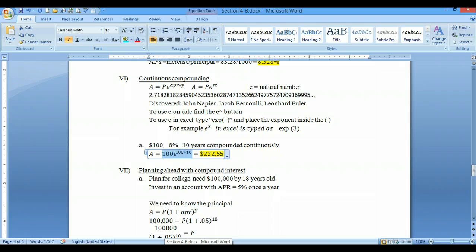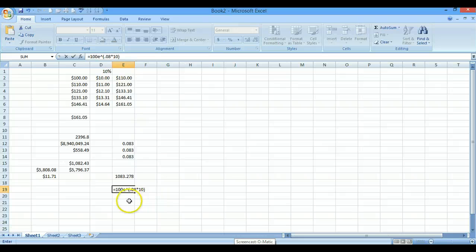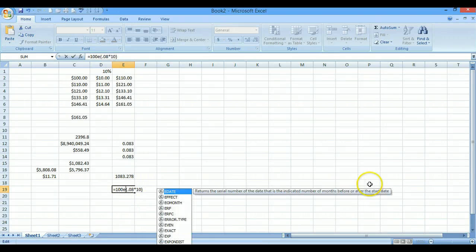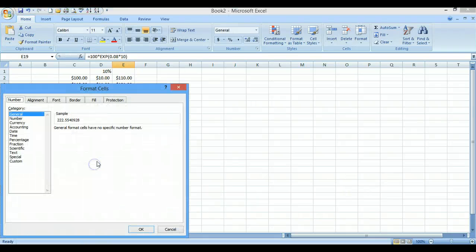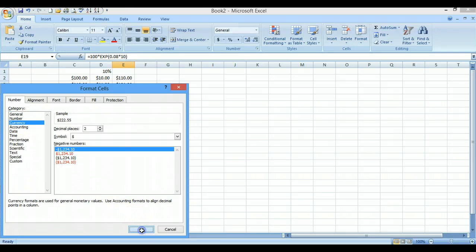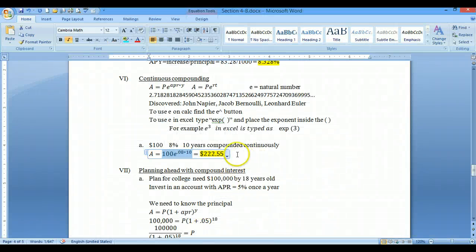We can go ahead and copy and paste that, but we are going to do some modifications. Equals, Control V, it's not going to register the E, so I'm going to take that out and put times, because it needs a times, and type in EXP, because that's what I need for the E being raised to a number. And I already have those in parentheses, so I'm good to go. Pressing enter gives me $222.55. To format that as currency, I can just copy and paste that back in for my answer.